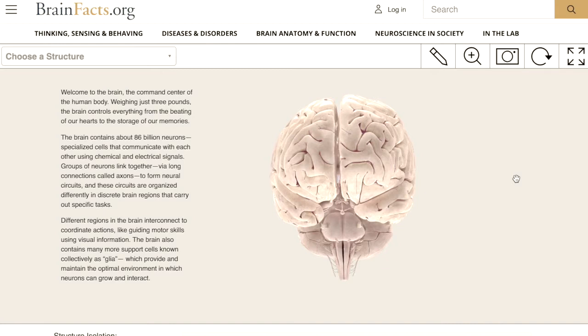I didn't realize this was a touch screen. It's really cool. I wish the touch screen was up there.